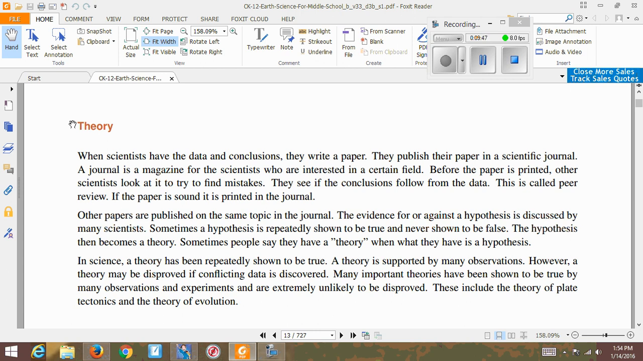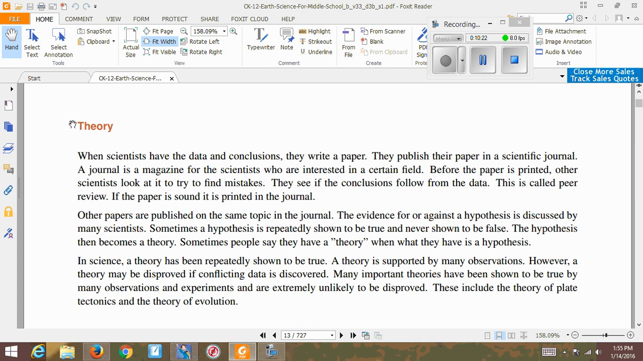Sometimes people say they have a theory when what they have is a hypothesis. In science, a theory has been repeatedly shown to be true. A theory is supported by many observations. However, a theory may be disproved if conflicting data is discovered. Many important theories have been shown to be true by many observations and experiments and are extremely unlikely to be disproved. These include the theory of plate tectonics and the theory of evolution.